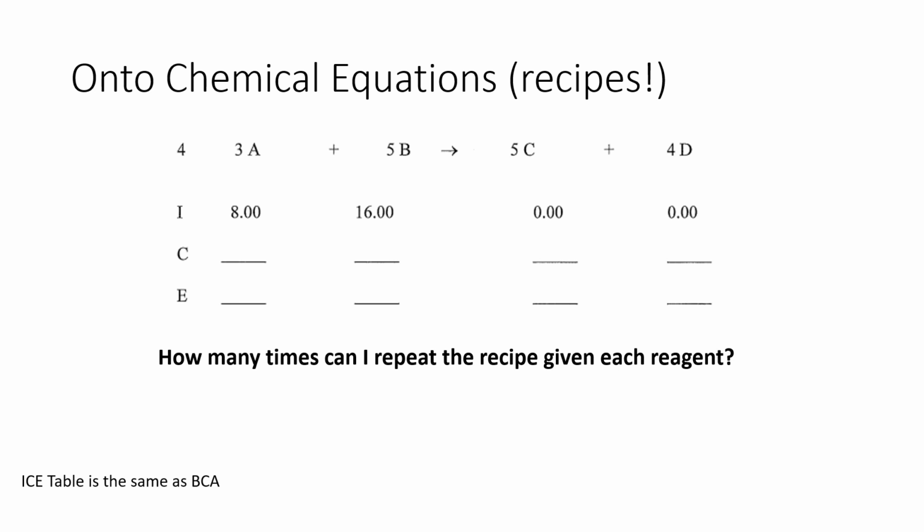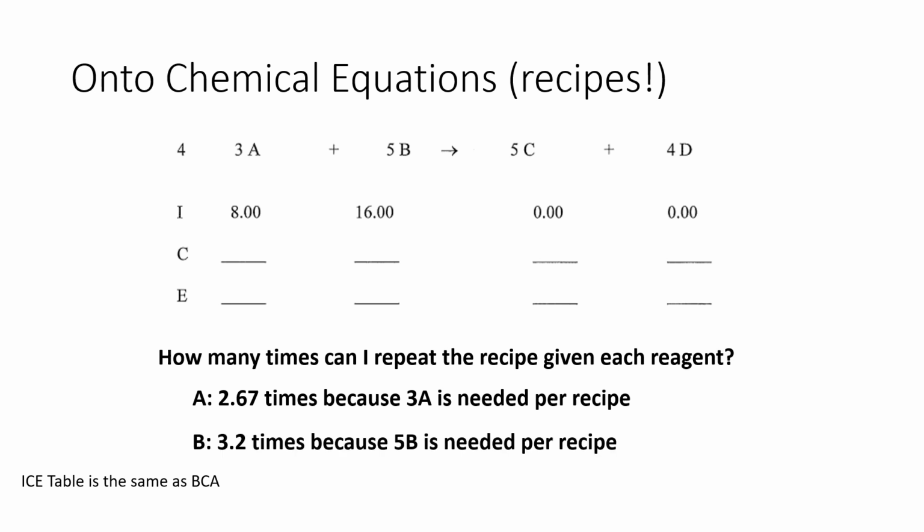So for A, it's going to be 2.67 times because 3A is needed per recipe. So I have 8 and 3 is needed per recipe. So 8 divided by 3, that will be 2.67 times. Now how about B? Well, given 16B and in each recipe I need 5B, I can repeat the recipe 3.2 times. So which one is your limiting reagent? It's going to be A because 2.67 is less than 3.2 times.